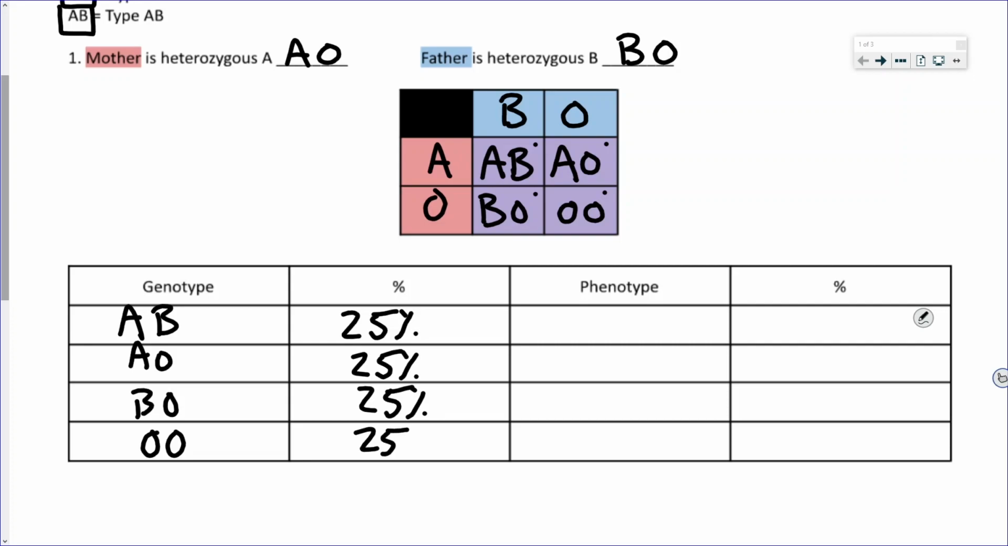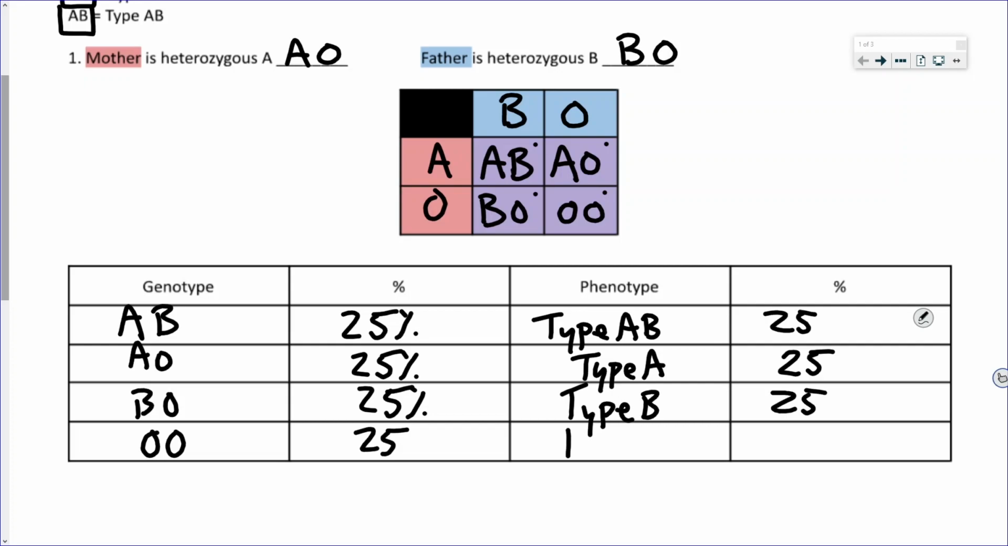Now my phenotype ratios are the actual blood type that they have. So my first one would be type AB, and again, 1 of 4, or 25%. My second would be type A, and notice how I'm writing type A and I'm not writing type AO because type A is the actual blood type, 1 of 4 at 25%. My next would be type B, 1 of 4 at 25%, and then finally type O, 1 of 4 or 25%.